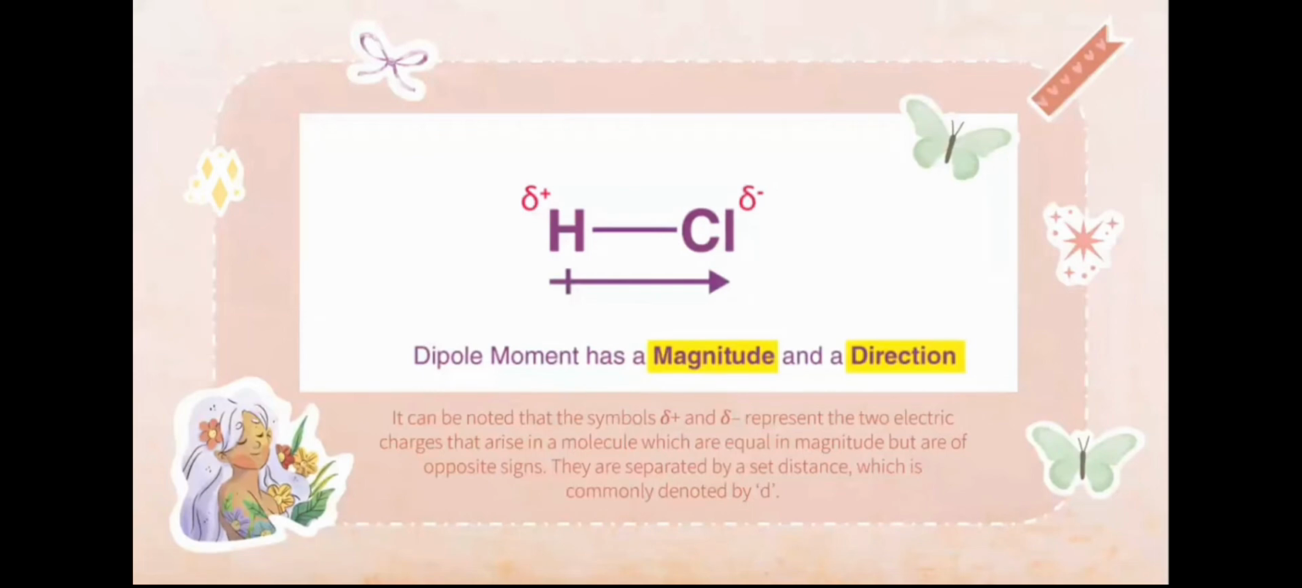And this is an illustration describing the dipole moment that arises in hydrochloric acid. As you can see, the symbols delta plus and delta minus represent the two electric charges that arise in a molecule, which are equal in magnitude but of opposite signs. They are separated by a set distance, which is commonly denoted by d.